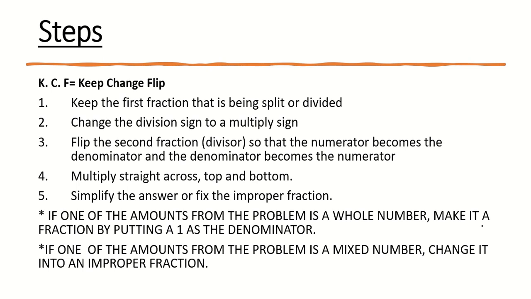If one of the amounts from your problem is a whole number, make it a fraction first by putting a 1 as the denominator. If one of the amounts from the problem is a mixed number, or both of them, change them into an improper fraction. So let's look at how this works.